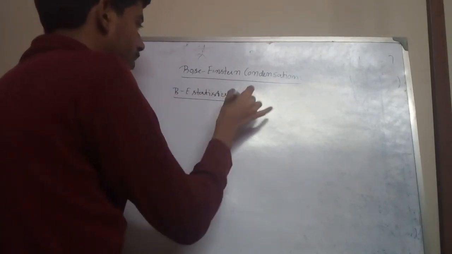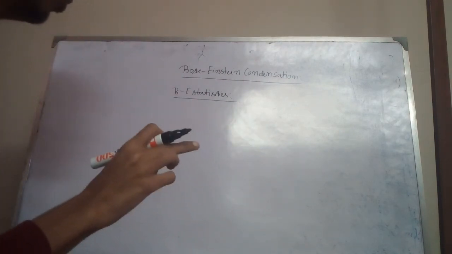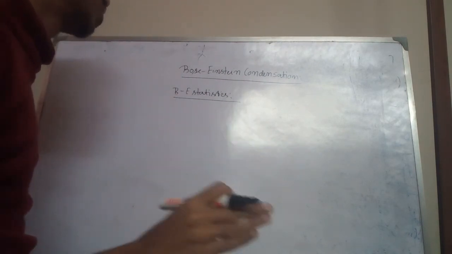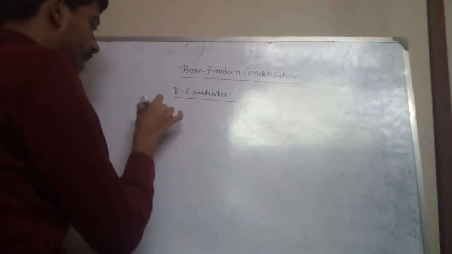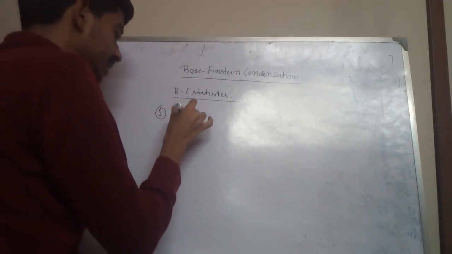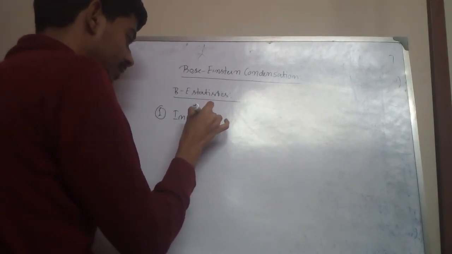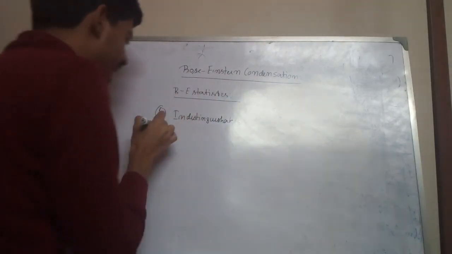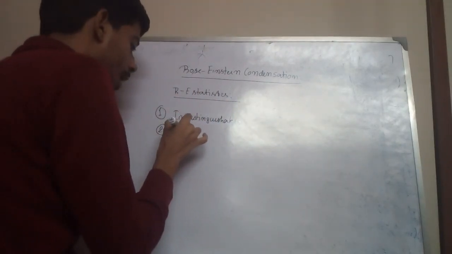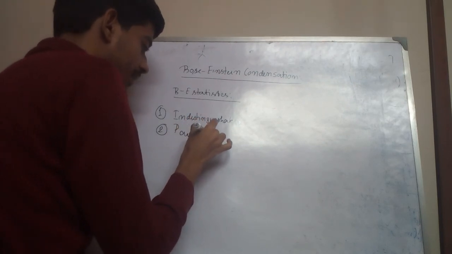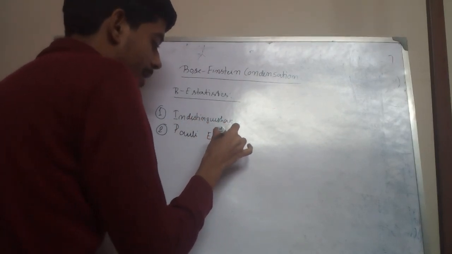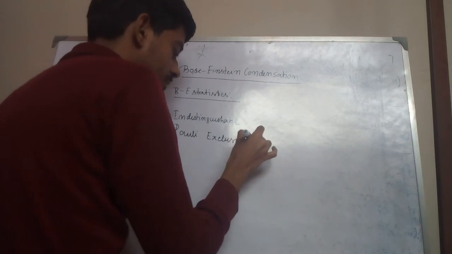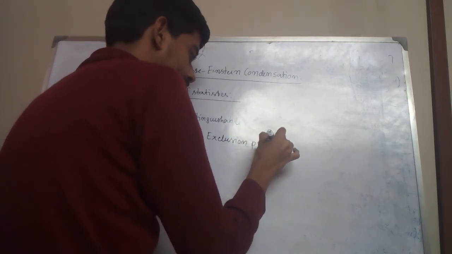This is mainly based on two assumptions: that particles are indistinguishable and they do not obey the Pauli exclusion principle.